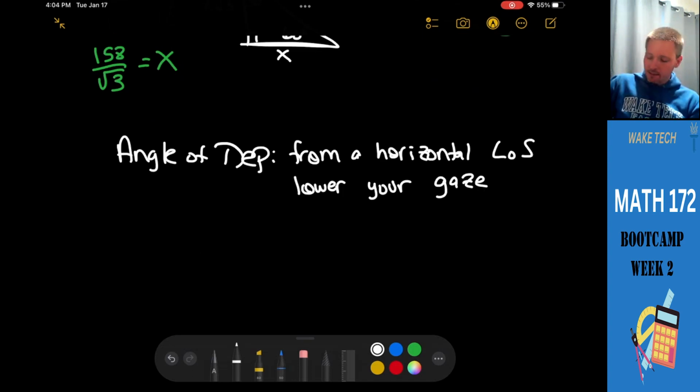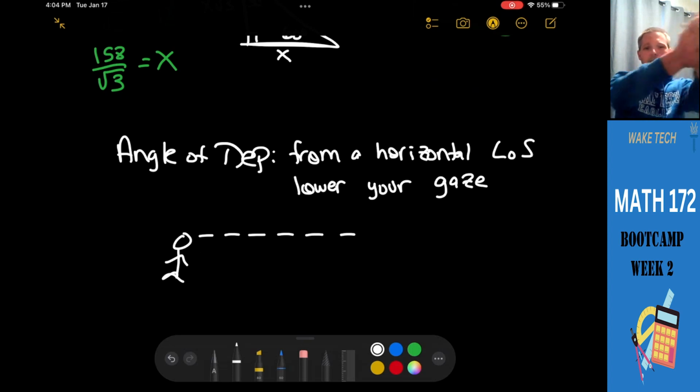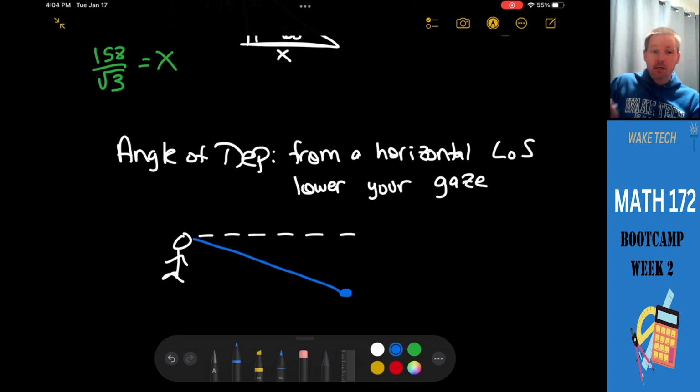So again, I'm going to redraw the same picture I already drew, but let's say you're a person. Directly in front of you, if you need to look down at something on the ground over here, you're going to have to use an angle of depression. Anytime you're looking at something below where you are, it's an angle of depression.